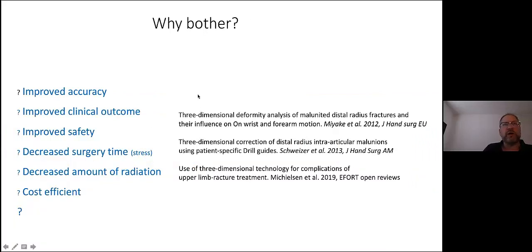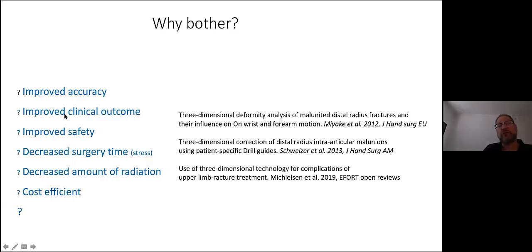So why bother? Why all this with the CT and with the guide design? Well, definitely, and it's been shown in many papers, it improves accuracy. The planning actually performs well when you see the final results.